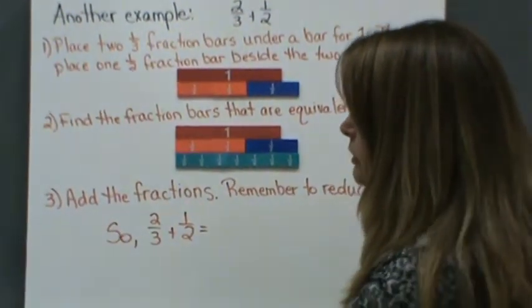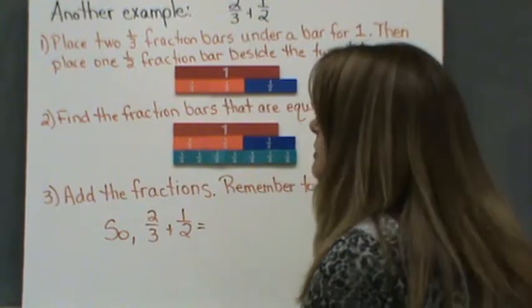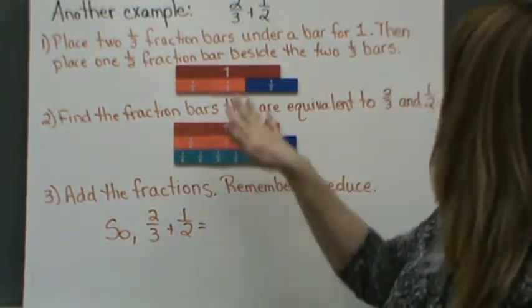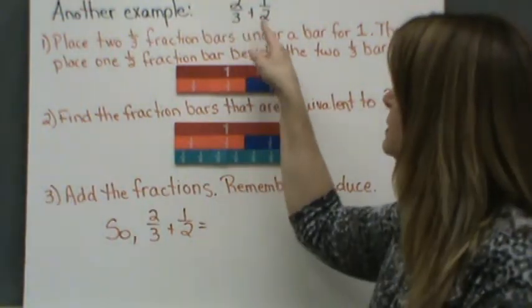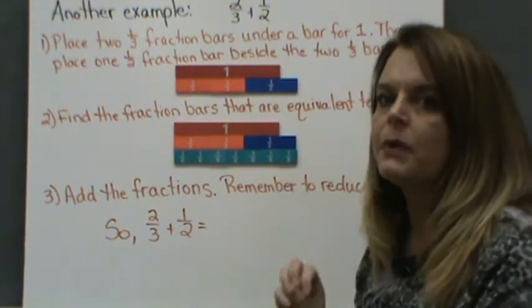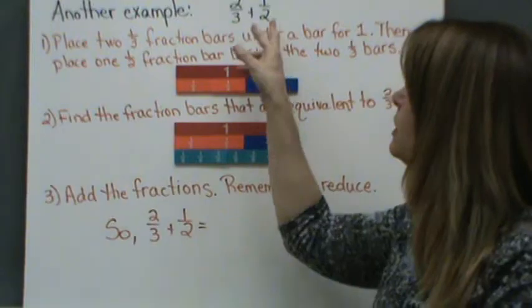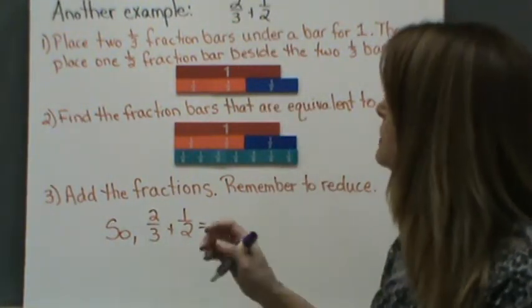Alright, here's another example using your fraction bars. This time I'm going to add 2/3 plus 1/2. Again, I'll notice that my denominators are not the same, so I have to find that common denominator so that I can add these two fractions.